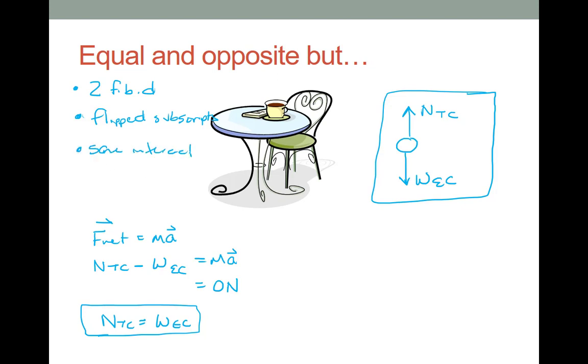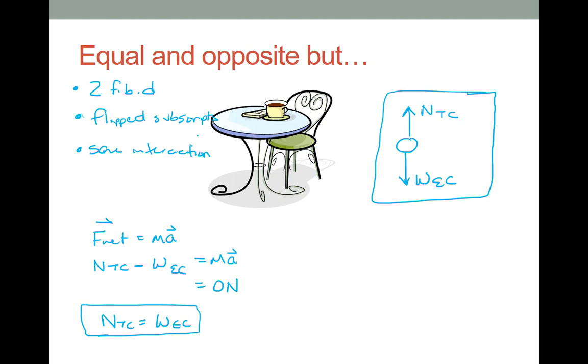Good way to check if it's the same interaction: one, check the subscripts, but also check and see if it's the same type of force. Is it the same type of force? No, you have a normal force and your weight force. Okay? These do not meet the criteria to be a third law force pair, even though they are indeed equal and opposite.